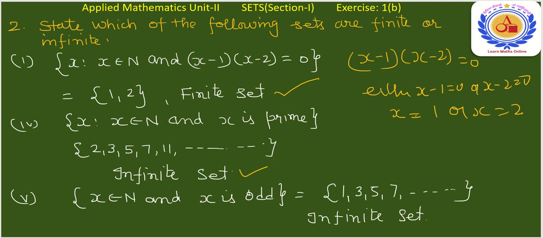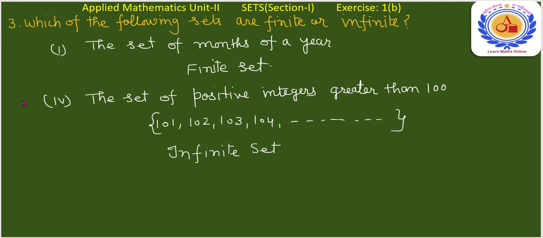Next part, 5th, x belongs to N and x is an odd number. Odd natural numbers are 1, 3, 5, 7 and so on. So all these odd numbers are uncountable. So again, this is an infinite set. Next, question number 3, which of the following sets are finite or infinite? Same types of questions are there.